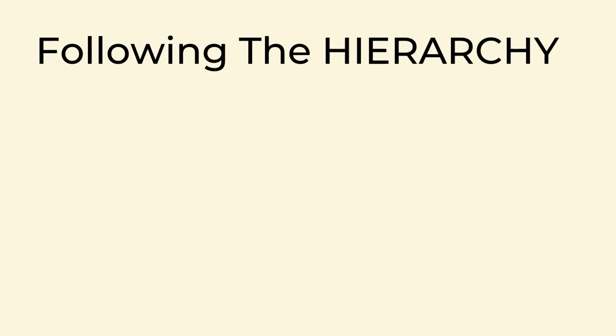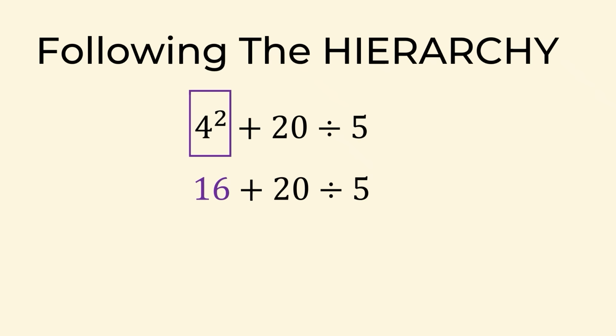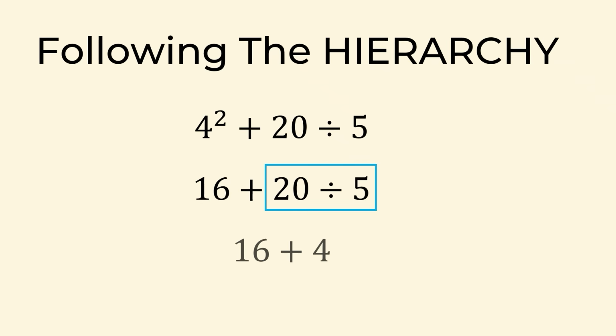Next, let's see the hierarchy work with different tiers. Take 4 squared plus 20 divided by 5. Step 1. Handle the exponent, tier 2. 4 squared is 16. Our problem is now 16 plus 20 divided by 5. Step 2. We see division and addition. Why division before addition? Because division from tier 3 is higher than addition from tier 4. 20 divided by 5 equals 4. We now have 16 plus 4. 16 plus 4 equals 20. The hierarchy guides us cleanly.